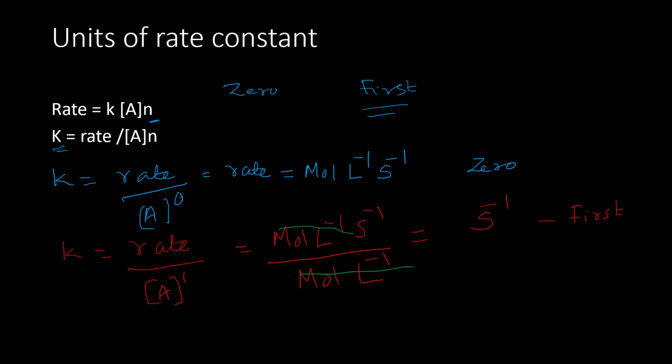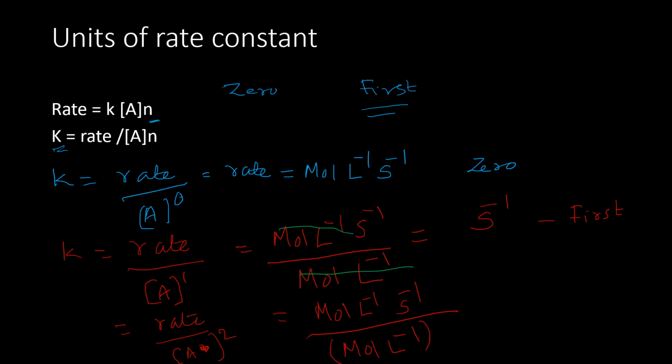Then what will be the unit for second order? Second order will be rate divided by A raised to 2. So we'll get mole liter raised to minus 1 second raised to minus 1 divided by mole liter raised to minus 1, the whole squared. So this square and this one will be cancelled, and this will come up, it will become mole raised to minus 1, and the liter will become positive, and second raised to minus 1. This is for second order reaction.